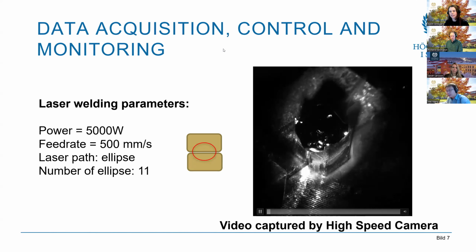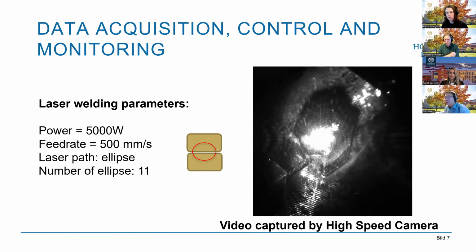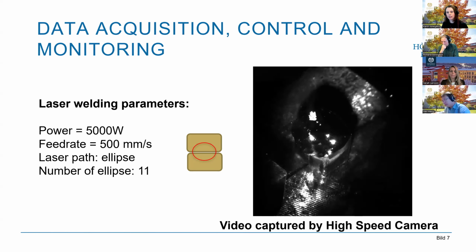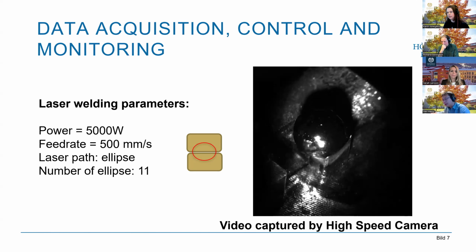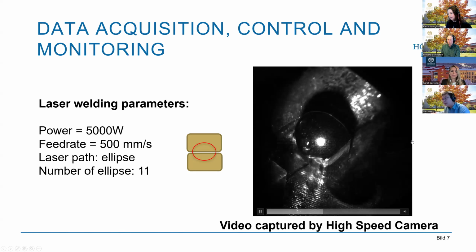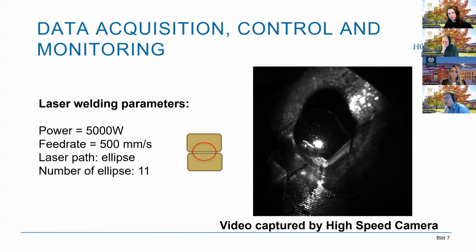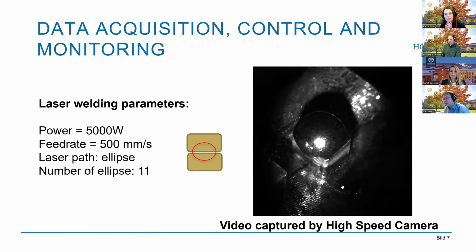And right now, as you can see here, the laser power is 5,000 watts, and the feed rate of the welding beam is 500 millimeters per second. The shape of the laser path is an ellipse, and the total number of ellipses is 11. As you can see right now, the hairpin has already melted. Right now, it's on the way of solidification, and finally it will be a weld. So the two hairpins will be welded together.